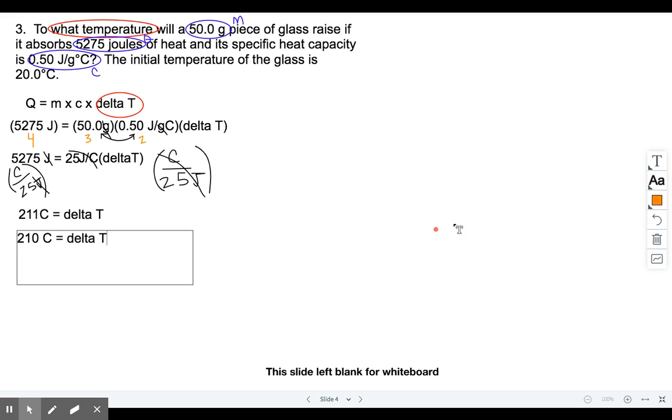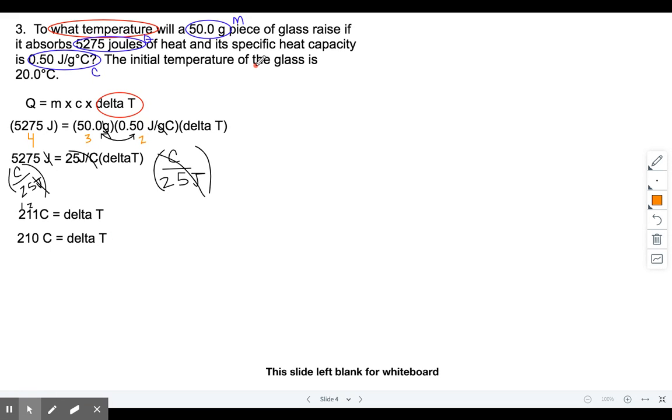Okay, so I only want 2 sig figures, right? So here's my first sig figure. Here's my second. Okay, I want to round off behind the 1, and behind the 1 is a 1 again. So that 1 changes to a 0. So it rounds down and becomes 210 degrees Celsius. Okay, so this is the change in temperature.